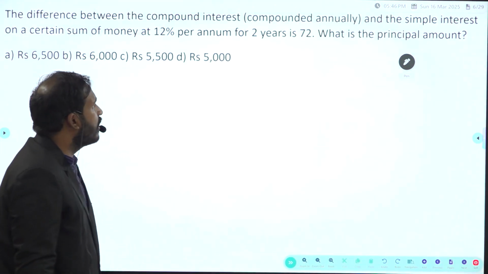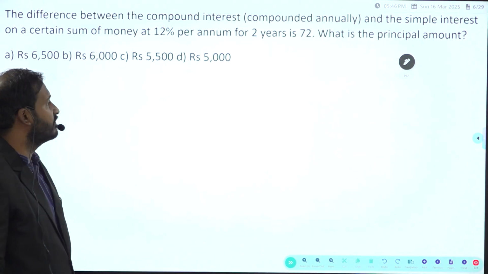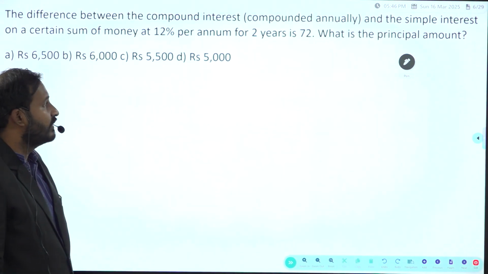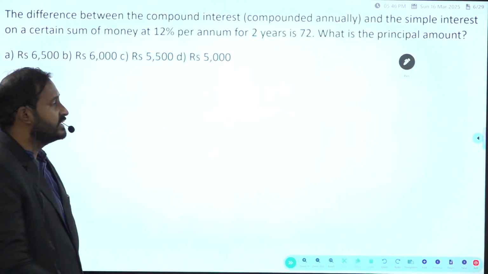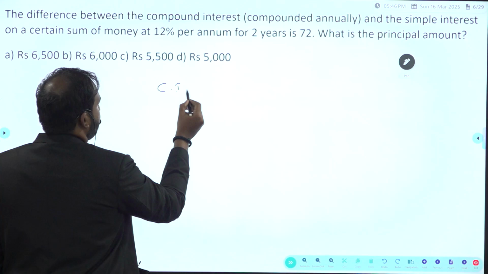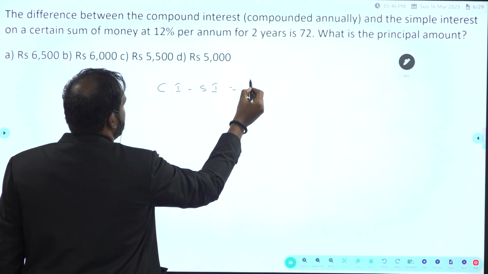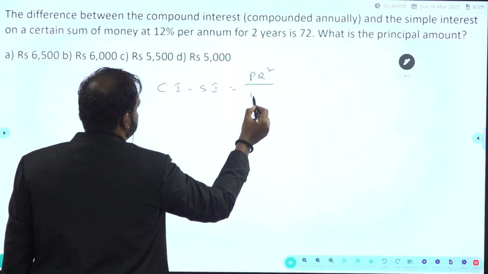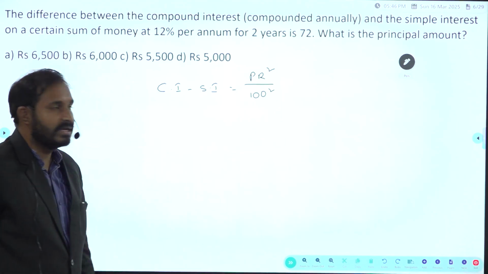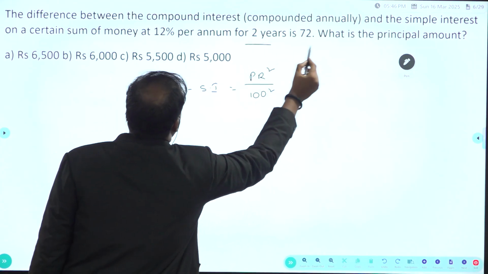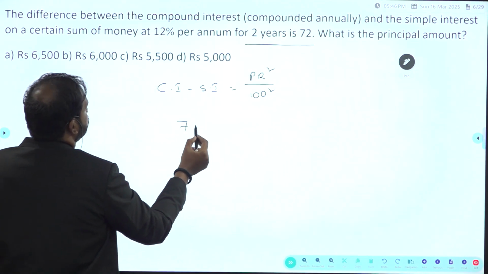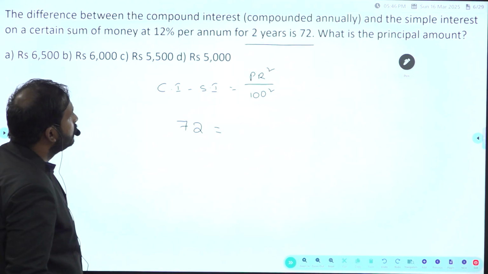The difference between the compound interest and simple interest on a certain sum of money at 12% per annum for 2 years is 72. Actually, we have a formula for this. The difference between the CI and SI for 2 years is PR square by 100 square. The difference they have given is 72.